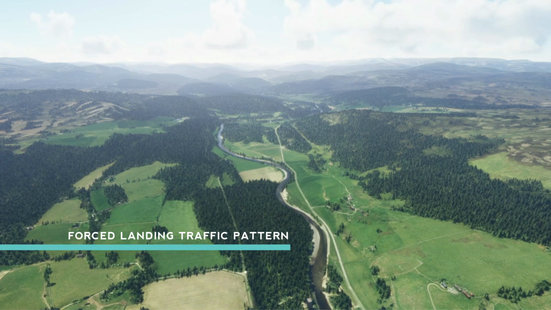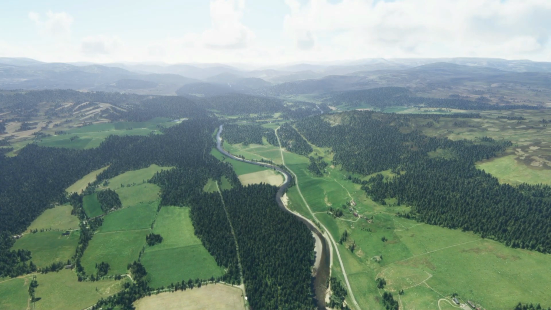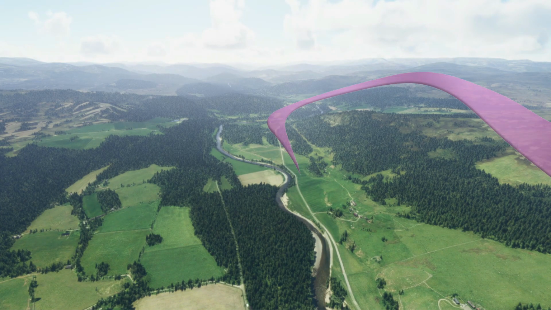Once we've made our decision, we're going to set up the forced landing traffic pattern around our landing site. This is fairly similar to a normal traffic pattern, the only difference is the fact that of course you have a higher rate of descent, and also you need to keep it a little tighter to your landing site, because you are in effect a glider.